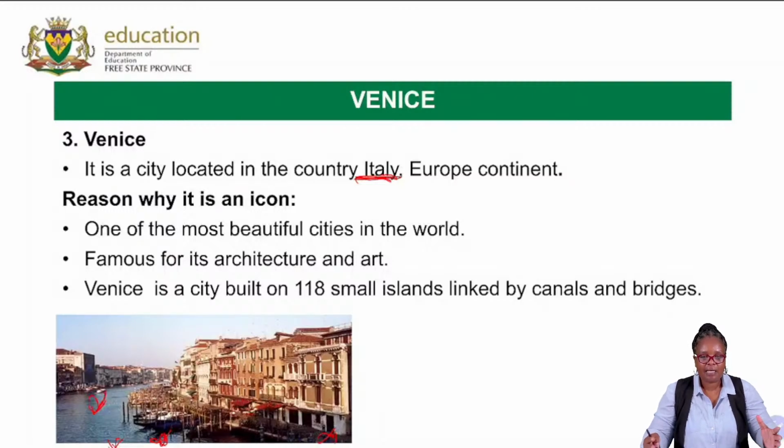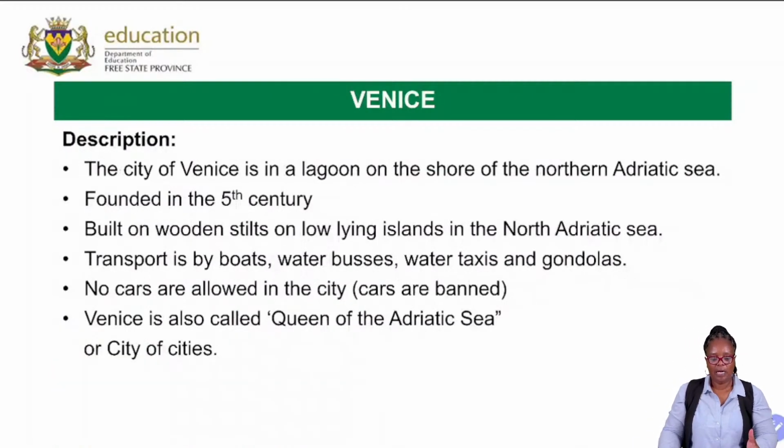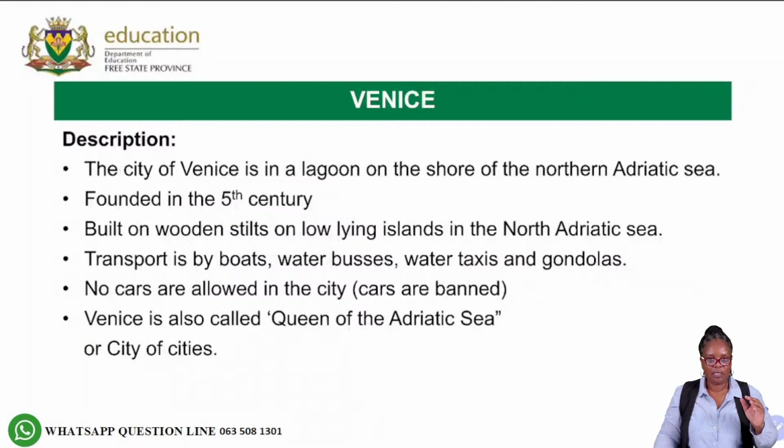So these 118 small islands were brought together and the city was built. Venice was built on them. Let's look at the description. When you are asked to describe or give a description of Venice, we know that the city is in a lagoon, on the shore of the northern Adriatic Sea.